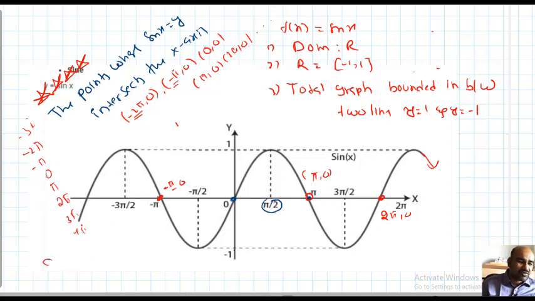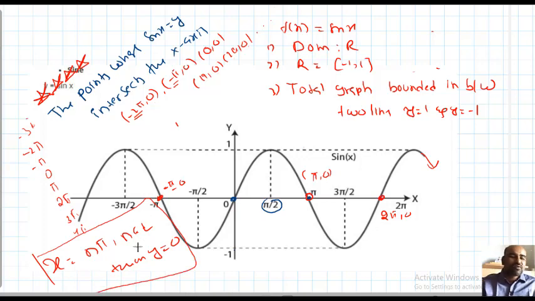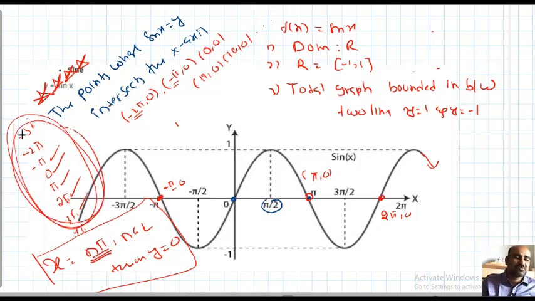Means if x equal to n pi, where n belongs to Z, then y equal to 0. Very, very important. What values of x, y equal to 0, or indirectly what values of x the graph intersects the x axis, very important thing. If your x value is n pi, where n belongs to Z: n equal to 0, 0; n equal to 1, pi; n equal to 2, 2 pi; n equal to 3, 3 pi; n equal to minus 1, minus pi. At these points, for these x values, y is zero, means at these x values the graph intersects the x axis. Okay, very, very important.